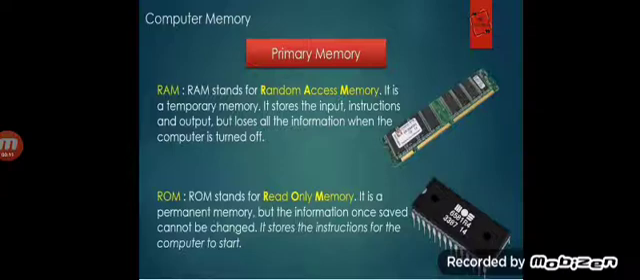Today we are going to continue lesson number 1, that is storage and memory devices. First of all, let us learn what is primary memory. It is the main memory of the computer. It is also known as internal memory. Now there are only two types of primary memory. First is RAM and second is ROM.